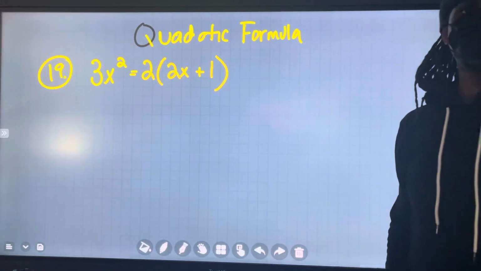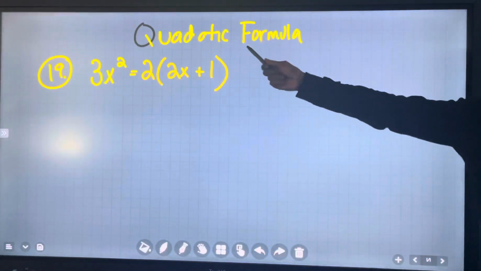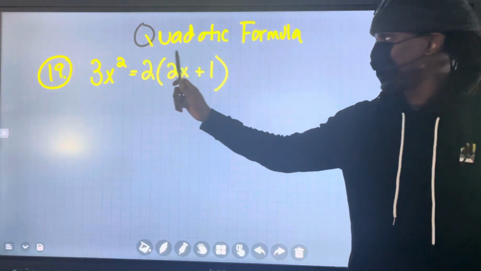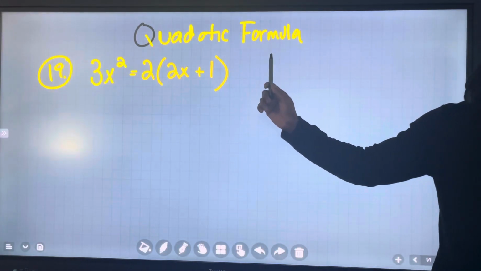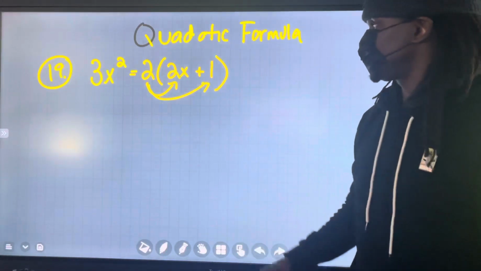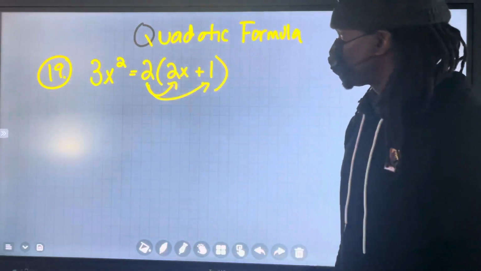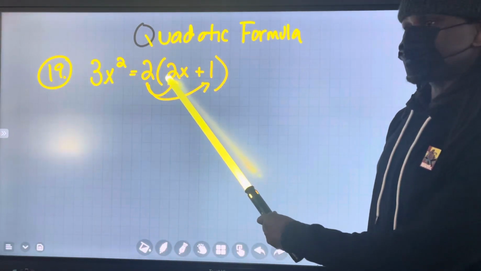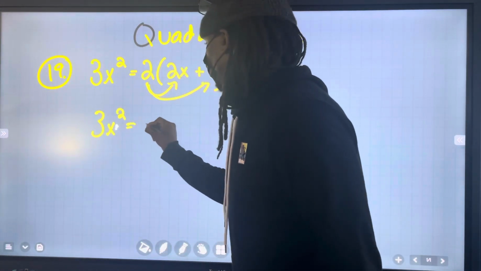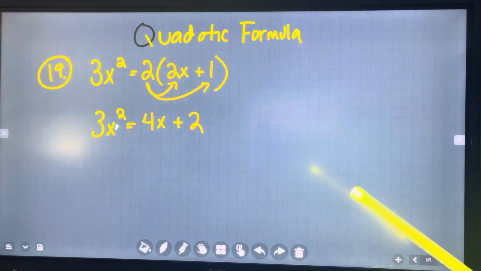All right, so the first thing you got to do is first put this in quadratic form. Quadratics always go from quadratic, where you have x squared, to a regular x, to just a constant. So the first thing you should have done here was distribute. You should have distributed that first. Let's start on the right side and distribute first. So when you distribute, you got 3x squared equals 4x plus 2. With me so far?